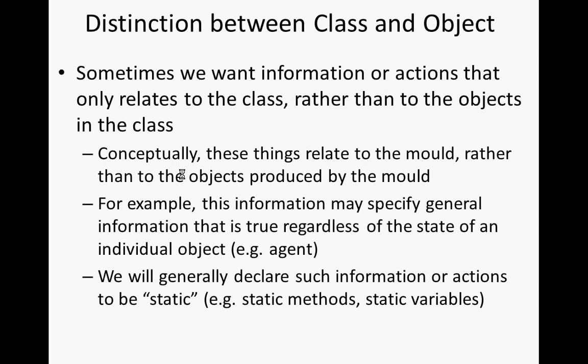So for example, we might have information that holds true for any person. Any person has the same information, same characteristics. And we want to be able to use that. It's associated with being a person, but it doesn't vary by person, okay?